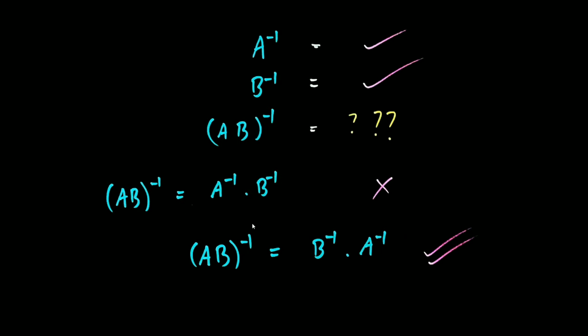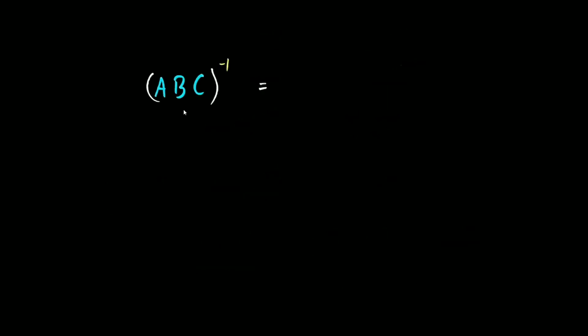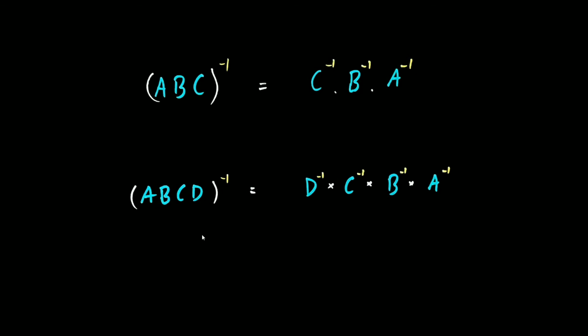It's actually a certain formula. You have to remember this, that if you have matrices here and there's an inverse, then it doesn't go like A inverse times B inverse. It goes the other way around. It goes like B inverse multiplied by A inverse. Let's see what happens if we have ABC inverse. If we have ABC inverse, this can be broken down as C inverse times B inverse times A inverse. What if we have ABCD whole inverse? Then it goes like D inverse times C inverse times B inverse times A inverse, and like that.